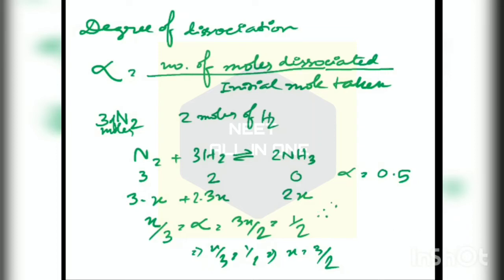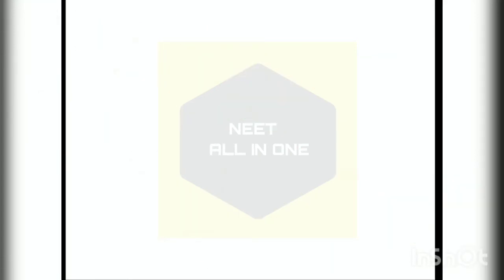From that we can write its Kc, just as we have written it in the previous example. So this is how you conclude alpha, and from alpha you can conclude the moles, and from the moles you can write the Kc of a reaction. Okay, so it's done. Now next is our Kp.